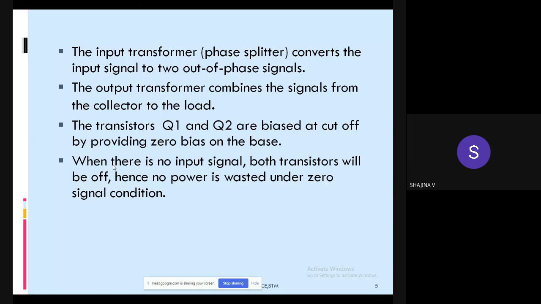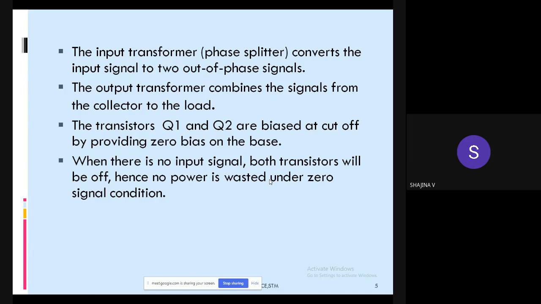Then we can say when there is no input signal, both transistors will be off. Hence, no power is wasted under zero signal condition. That is, we are biasing both the transistors in cutoff region so that there will not be any power wastage during zero signal condition. That is, if we are not applying any input signal, there will not be any power dissipation. That's the reason in class A amplifier, we are biasing at the midpoint of load line so that the transistors will be on. Okay.